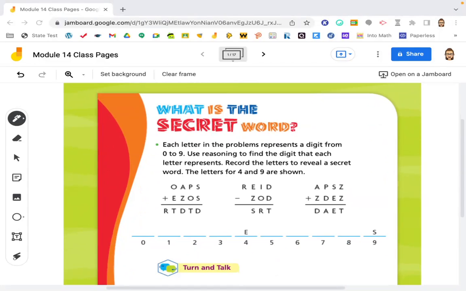So 4 is E. So we know that this is going to be 4. This one's 4. This is 4. And this is 4. And then we know that S is 9.